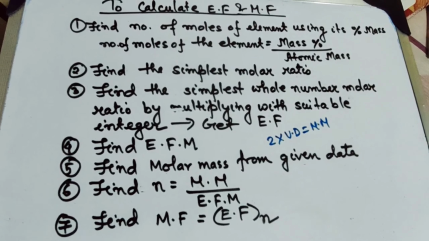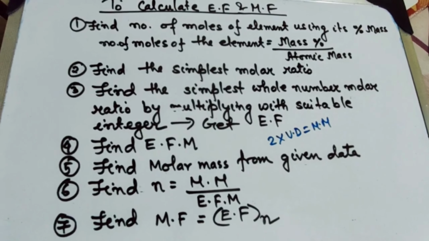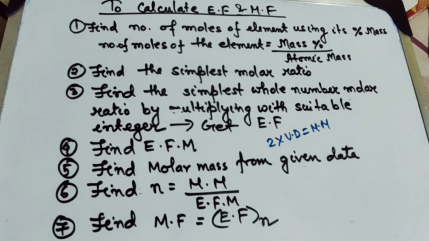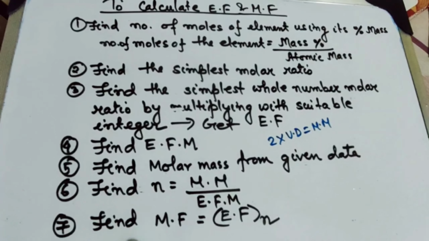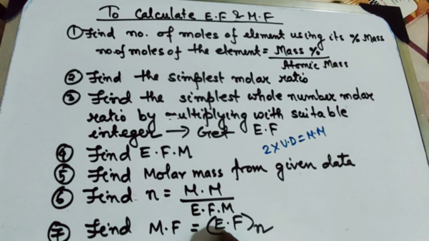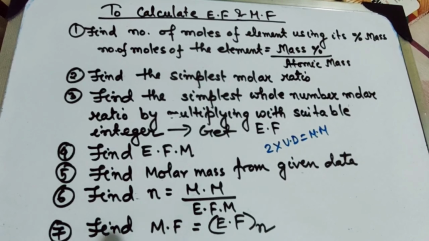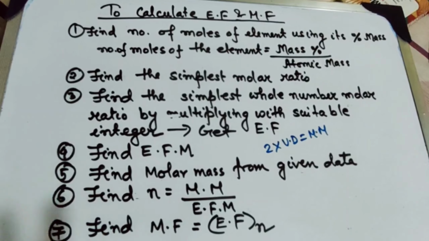If you get the molar mass, then you divide the molar mass by the empirical formula mass to get the n factor, and multiply the empirical formula by the n factor to get the molecular formula.